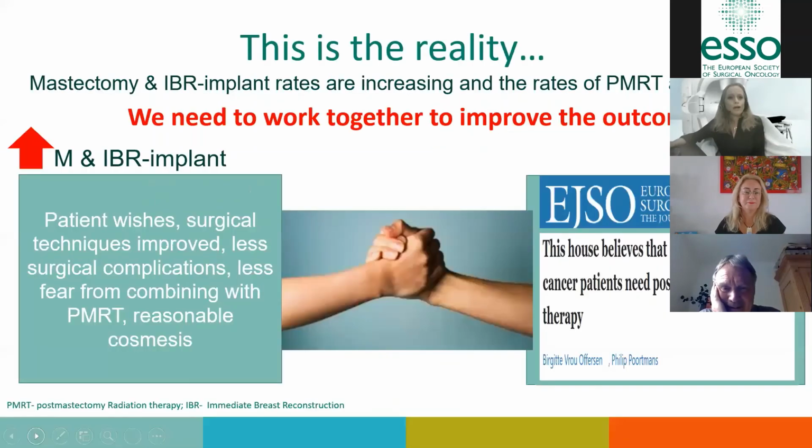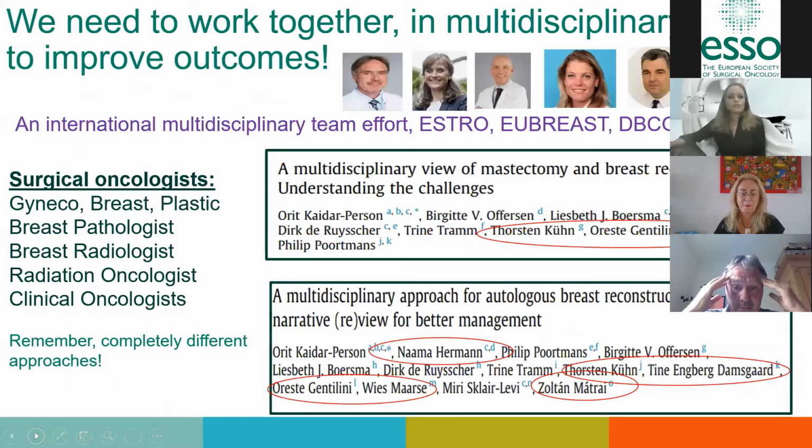But in order to improve outcomes of those patients, we need to work together, and I hope that I will show you why. And we are making a big effort. This is part of the work by an international multidisciplinary team, and we already published 2 papers. I marked the surgeons on our team. We have a multidisciplinary and interdisciplinary team of surgeons, and also a pathologist and radiologist. We're all working together to improve the outcome of radiation therapy in the setting of immediate reconstruction.